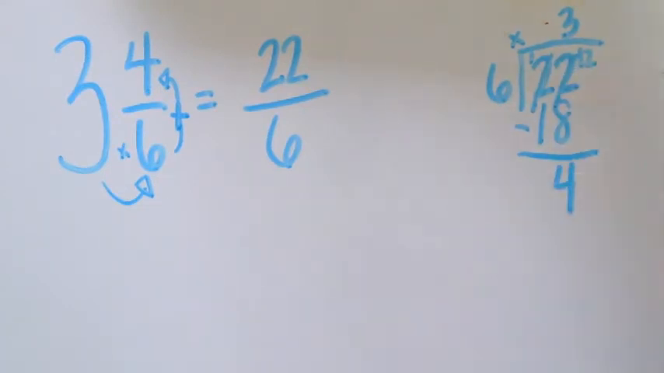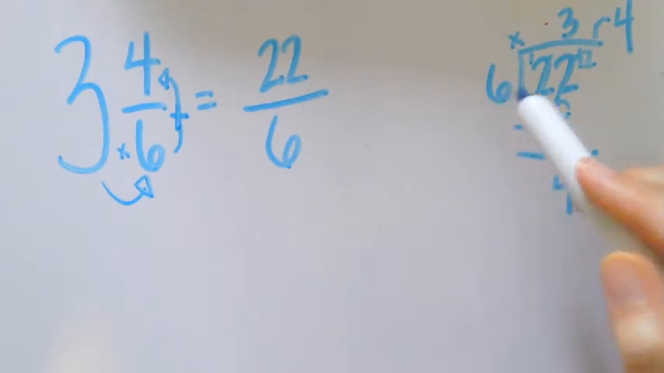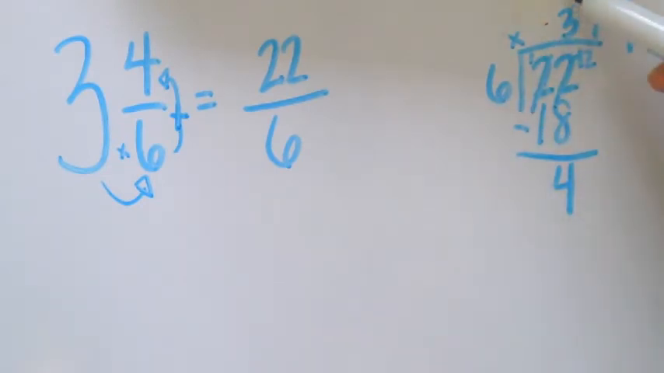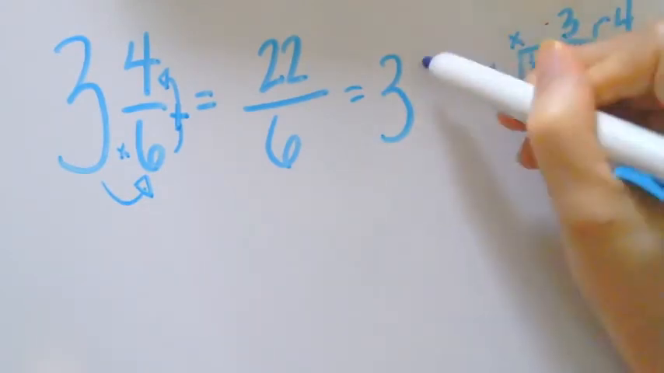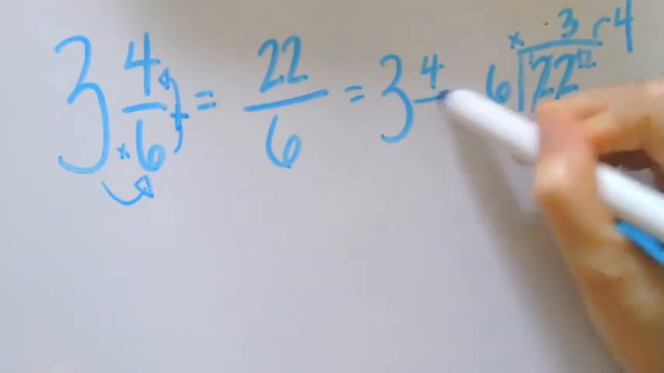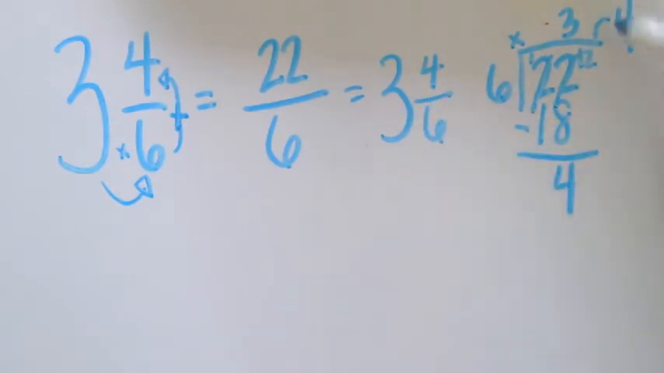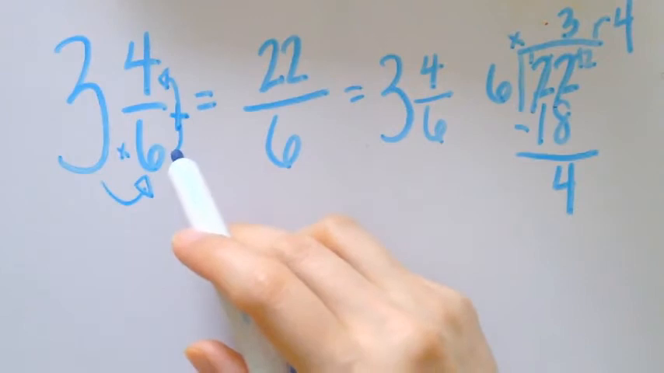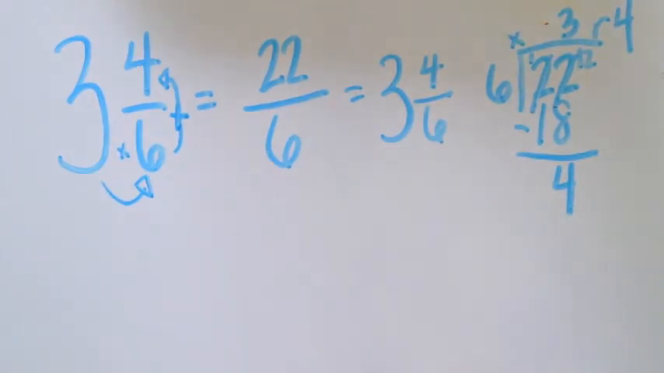1 minus 1 is 0. Don't have to write that down. There's nothing to bring down, so I'm done. But how would I write this as a remainder? That would be a remainder of 4. So this has my answer. I just need to see what I'm looking at and make sure I'm doing it correctly. 22 divided by 6. 6 goes into 22 3 whole times with 4 left over out of 6. And it matches with our original mixed number. Nice.